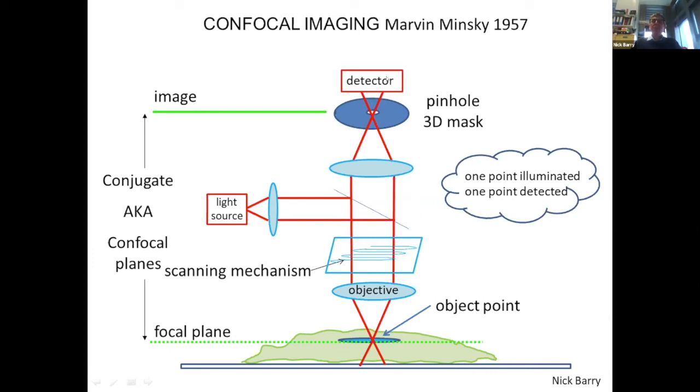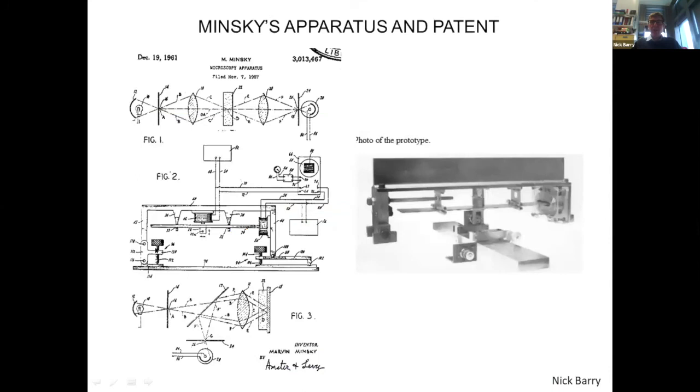So the detector is now not an imaging detector, but just a bucket detector. It's just how much light gets through. And then you give it the coordinates from the scanning mechanism, and together you build up an image, 1 point illuminated, 1 point detected. And in the jargon of this, these are conjugate planes, but that was reduced to just confocal planes, hence the word confocal microscope.